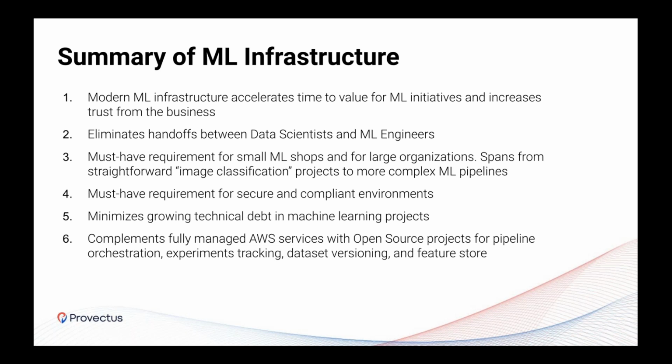And obviously, as with any code, even during the first sprint, data scientists tend to generate a lot of code in Jupyter notebooks. So having a framework, an ecosystem, from day one will help you avoid growing technical debt in machine learning projects. And the last message: consider integration of AWS services with open source projects for pipeline orchestration, experiment tracking, dataset versioning, and feature store.